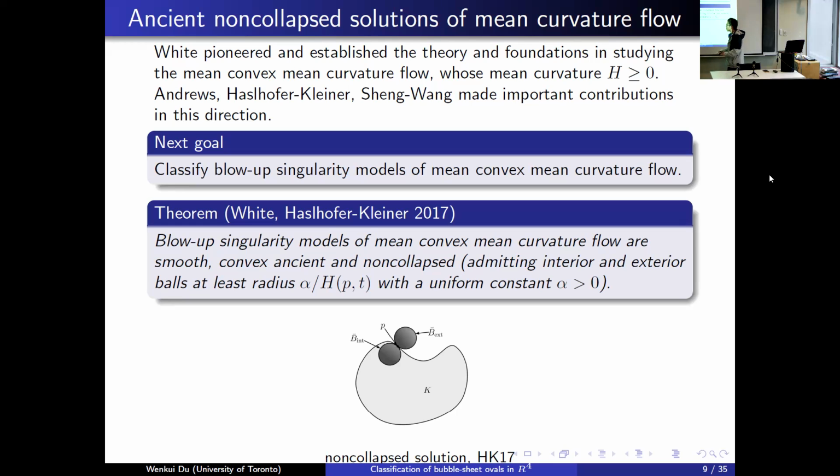What is the meaning of non-collapsed? Non-collapsed means that at each point in the space-time slice, you can always attach an interior and exterior ball whose radius is at least some uniform constant alpha over the mean curvature. It's more like a quantitative characterization of how convex it is, together with the ancient and convex conditions.